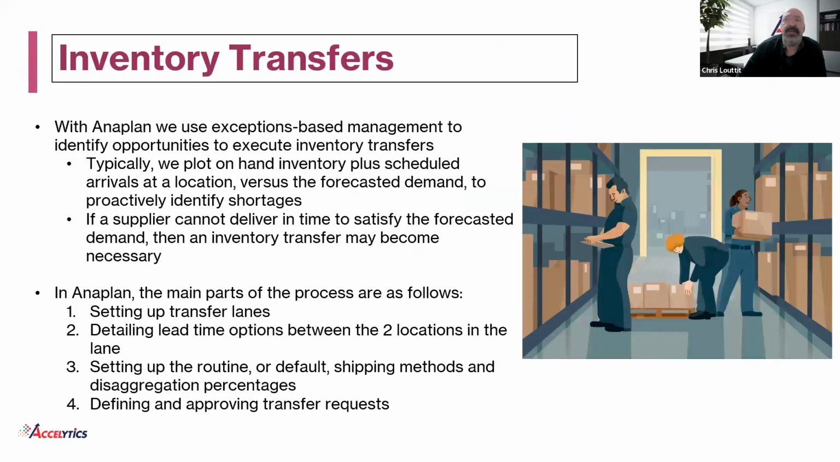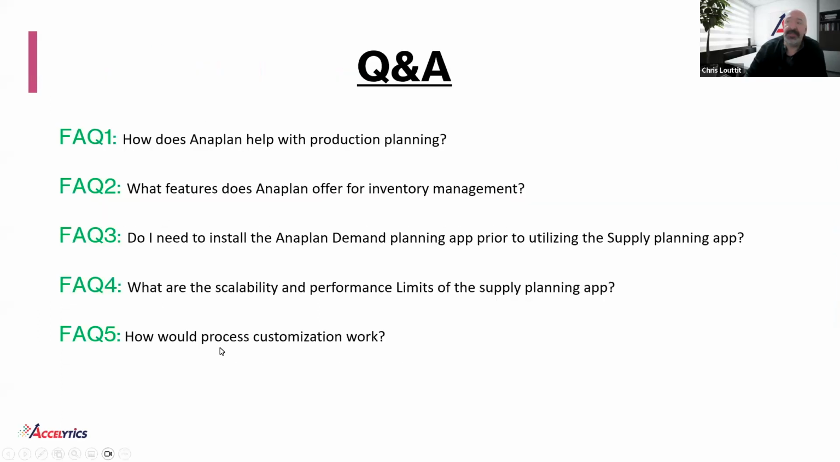Now, with Anaplan, we're basically using an exception-based management process to identify where to execute inventory transfers. But in the real world, there will be lots of reasons that come up where you will need to do that. If a supplier does not deliver on time, for example, or if they don't deliver a full load, you may need to pull inventory from one location to another. I'm going to go through the steps to do that in Anaplan because it's fairly straightforward, and those are the 4 steps I've listed on the bottom of this slide. So let me get out of this now and go into the app.